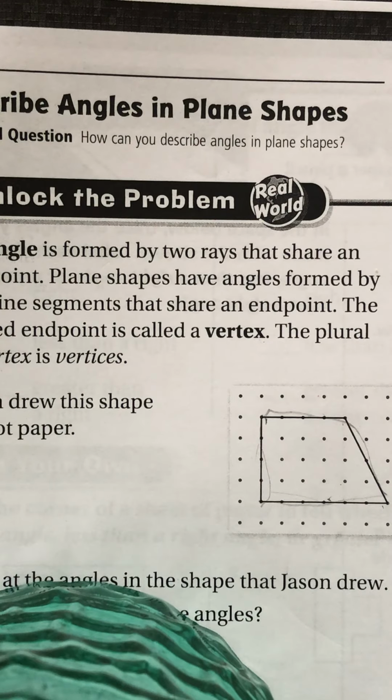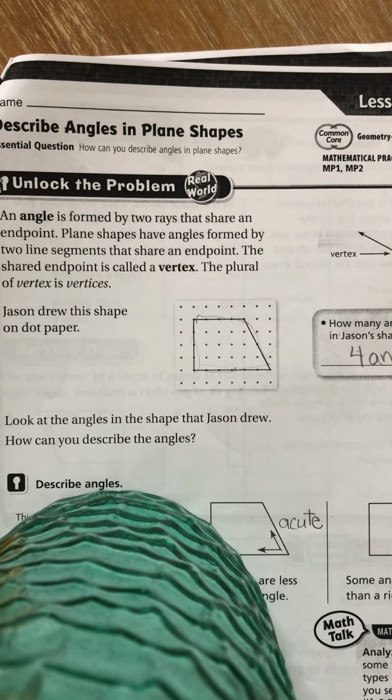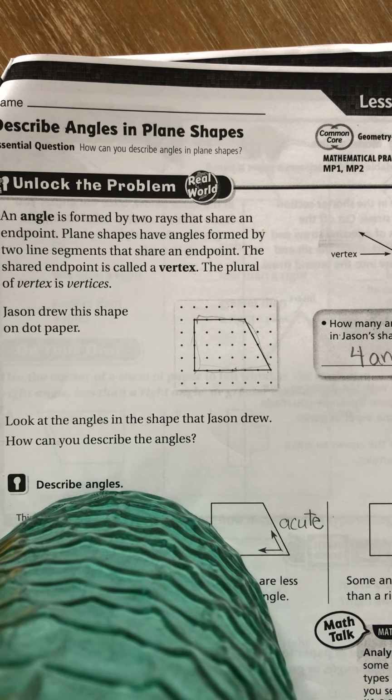So today we're going to talk about angles. Now, I already talked a little bit about angles with you because I did read a book to you about certain kinds of angles. There are 3 major angles that you will see in this lesson: right angles, acute angles, and obtuse angles. These angles were discussed in a book that I uploaded on YouTube that I read to you. So let's unlock the problem.